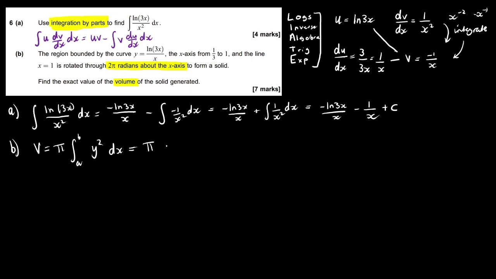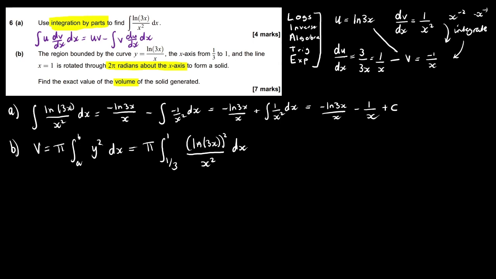So it's going to be pi times the integral from a third up to 1. It's y squared, so I need to square the whole thing. So I've got log 3x, and I'm going to square all of that. Notice the 2 doesn't come down to the front. That only happens when the thing inside the log is squared, not when the log itself is squared. I'm going to divide that by x squared dx.